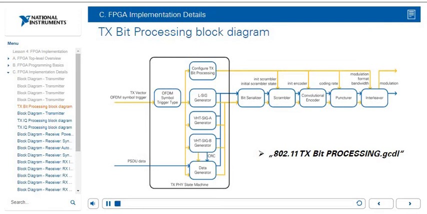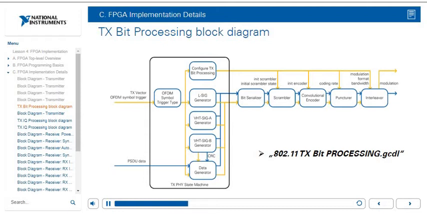This is the block diagram for the TX bit processing. This is contained in 802.11 TX bit processing.gcdl. The purpose of the TX bit processing module is to generate the signal fields and enqueue the PSDU into the data stream. This stream is then serialized, scrambled, encoded, punctured, and interleaved before it is passed to the TX IQ processing block.